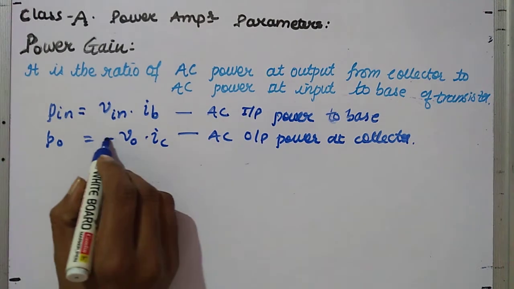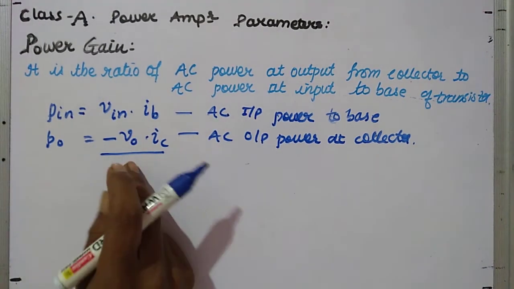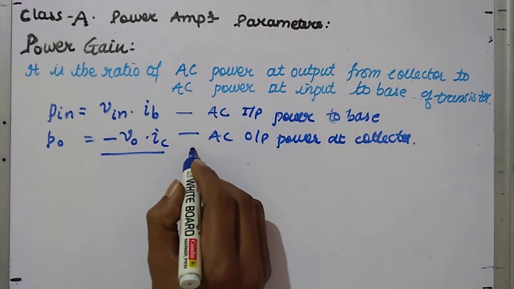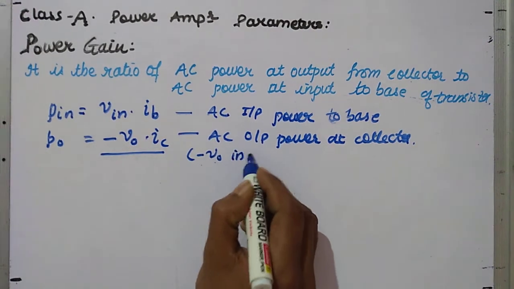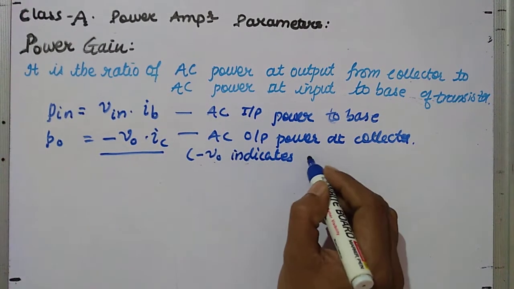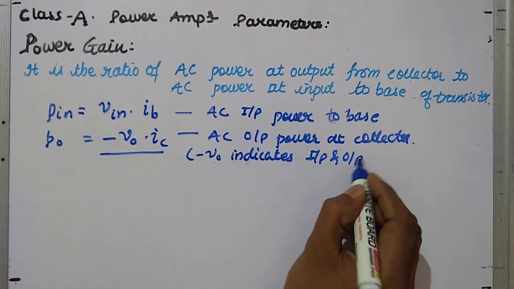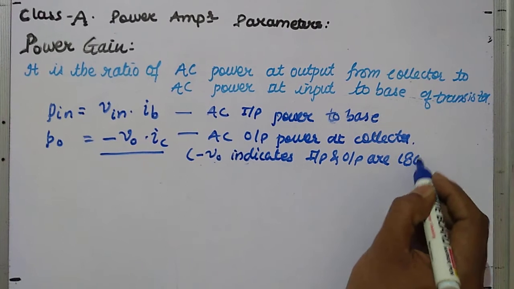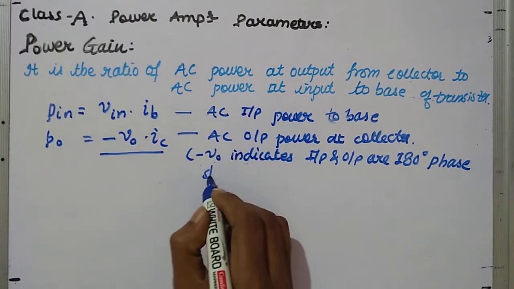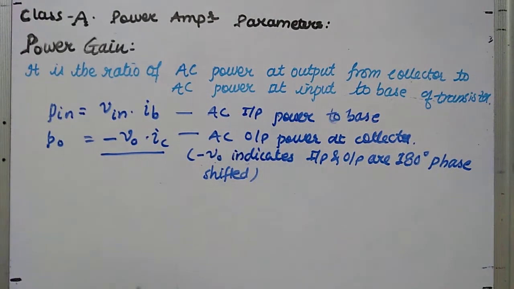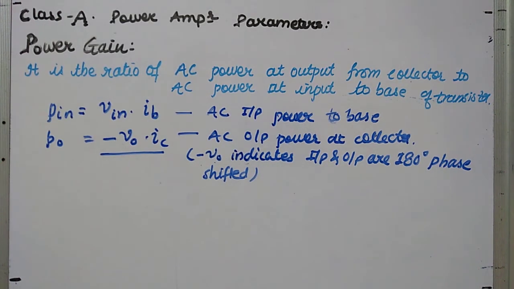Now here one thing I have written here, negative Vo. This negative indicates input and output are 180 degree phase shifted. Means there is a phase difference of 180 degree with respect to input. So we can say that the output signal is reversed as compared to the input signal.